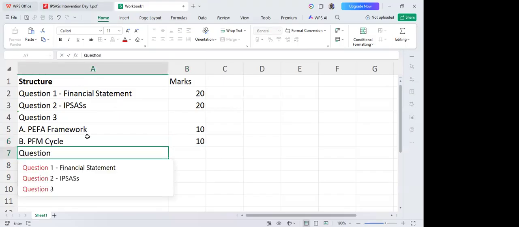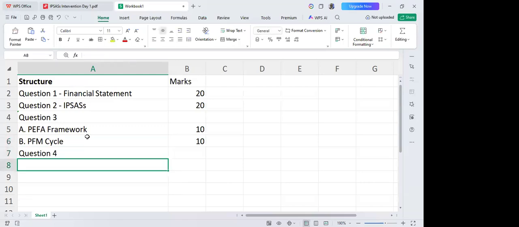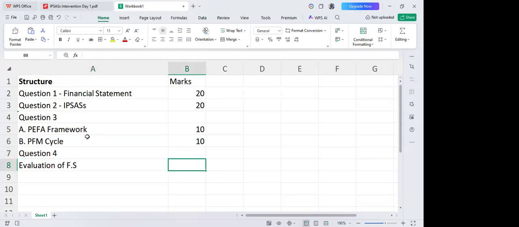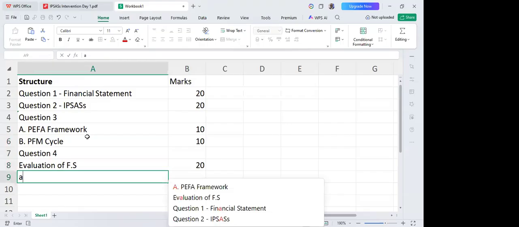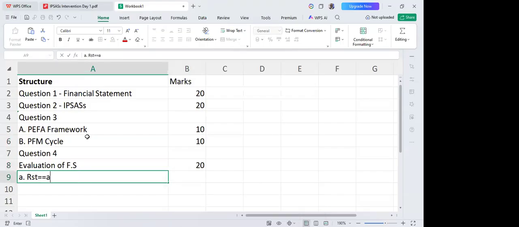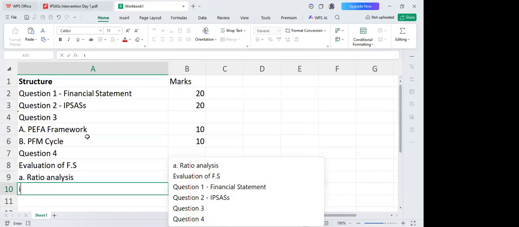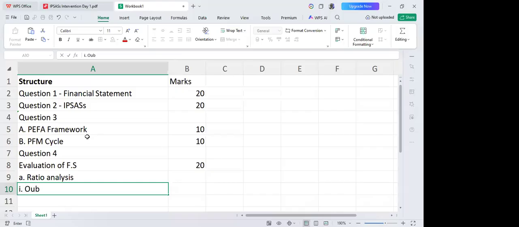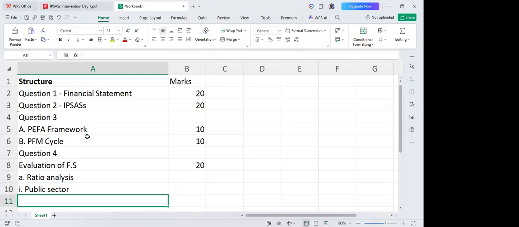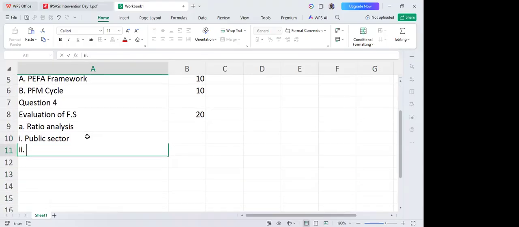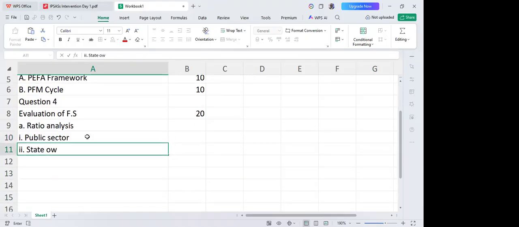And then question four will be on the evaluation of the financial statements. That will be for 20 marks as well. So evaluation can come in the form of ratio analysis. And then ratio analysis, we have it in two forms. You can do that of the public sector firm. So basically for a public sector entity, that could be the central government or a cabinet entity. Or we can have that for also a state-owned enterprise.